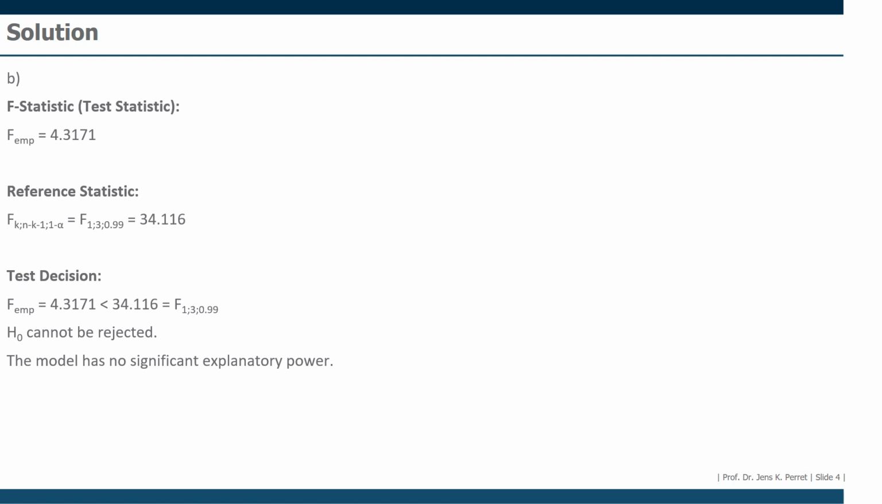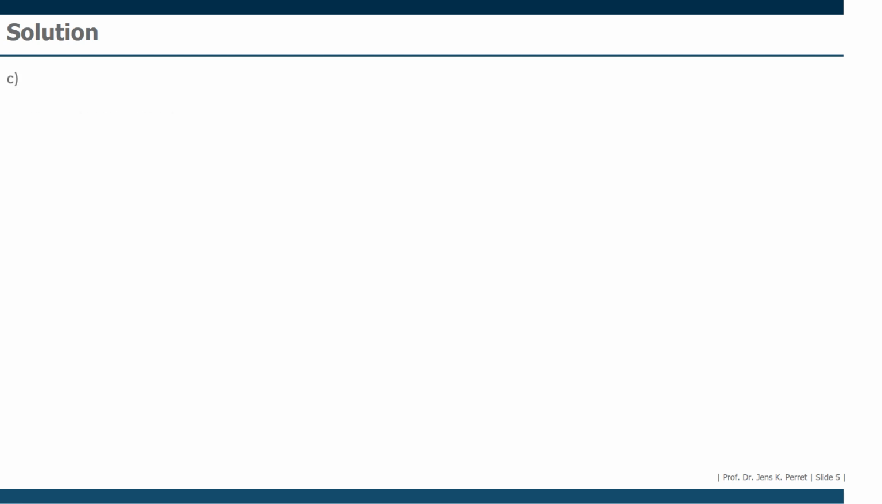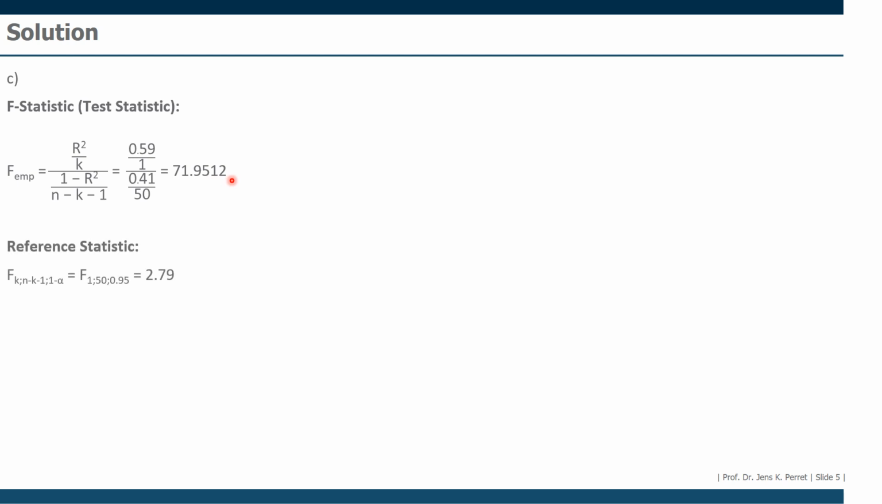This leaves us with part C. In part C, we actually have to calculate the test statistic anew, because while we still have the same r squared and the same k, we now have a different number of observations. So here we do no longer have 5, we have 52. 52 minus 1 minus 1 gives us 50. So if we then calculate the new test statistic, we get 71.9512.